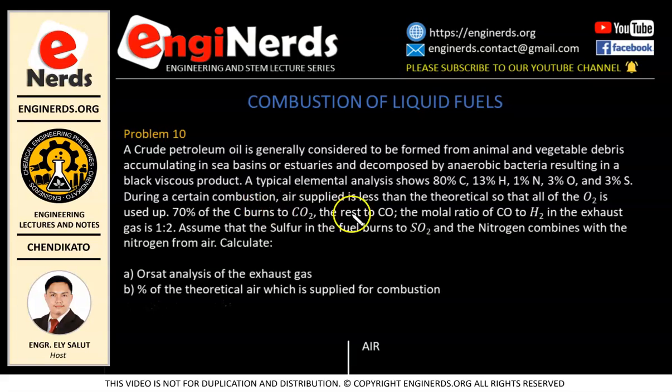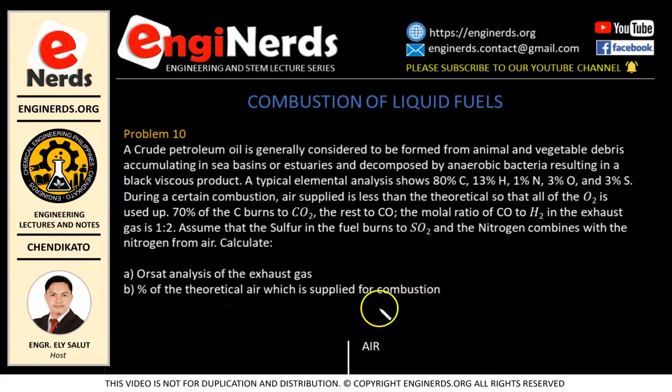During a certain combustion, air supplied is less than the theoretical, so that all of the O2 is used up. 70% of carbon burns to CO2, the rest to CO. The molar ratio of CO to H2 in the exhaust gas is 1:2. Assume that all sulfur in the fuel burns to SO2 and the nitrogen combines with the nitrogen from air. Calculate A, the Orsat analysis of the exhaust gas, and B, the percentage of the theoretical air which is supplied for combustion.